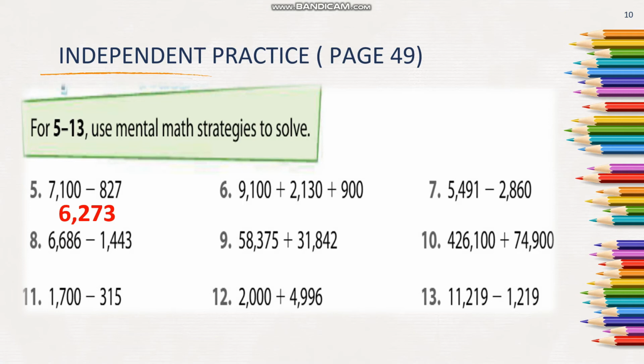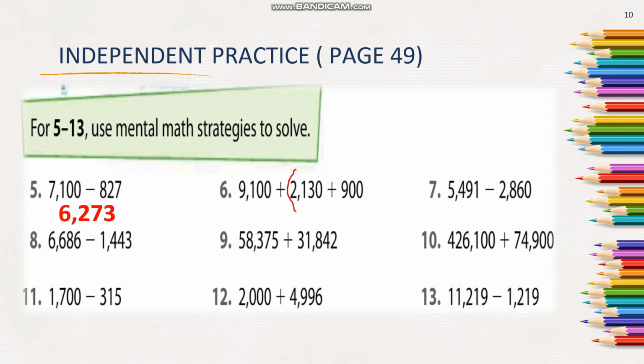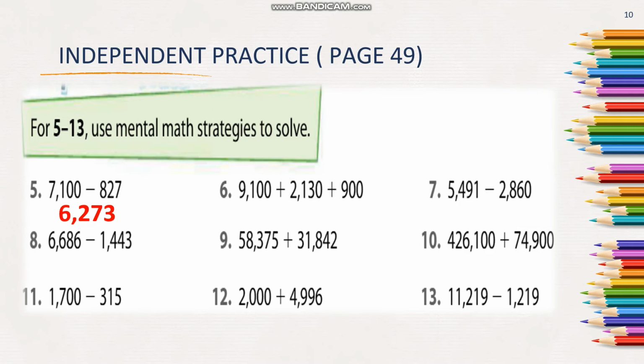Number 6, 9,100 plus 2,130 plus 900. So you can apply here the associative property. Maybe you can solve first these two, or maybe you can solve 2,130 plus 900 first before you add it to 9,100. So that is one mental math strategy to solve question number 6. So the answer in question number 6 is 12,130.